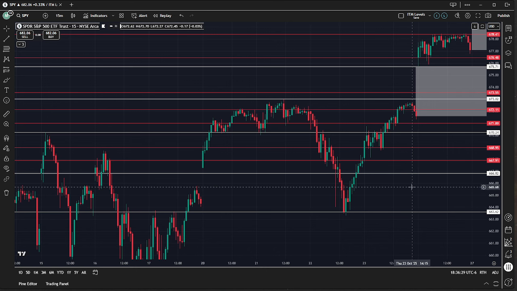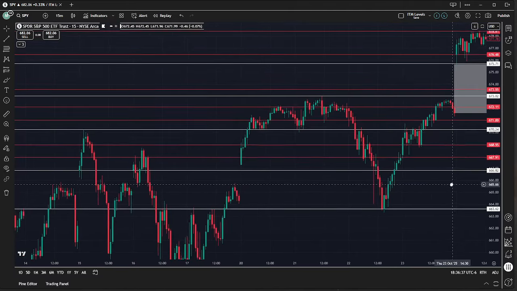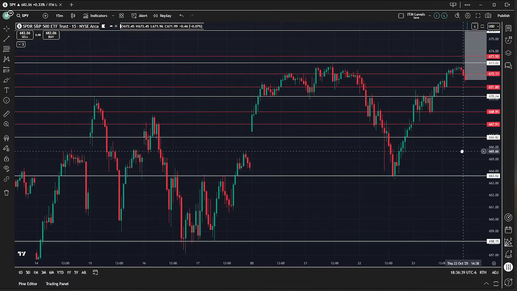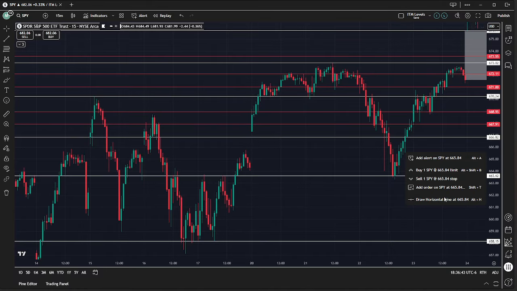The placement of where I put every single level doesn't really matter. I don't have any specific rule. It's just putting them out based on the price action that it was last giving us around these areas, around this range.